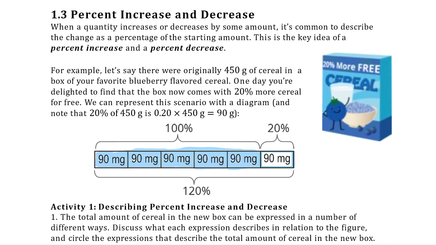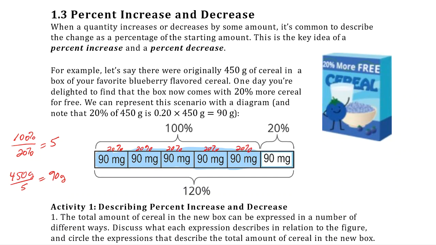Now, why is this cut into 5 chunks? 1, 2, 3, 4, 5. Well, the reason is because I want to represent 20%. And so 100% divided by 20% is 5, right? There's 5 20% that would make 100%. So by taking the 450 grams and dividing that into 5 different chunks of 90 grams apiece, that means each of these 90 grams represents 20% of the total.